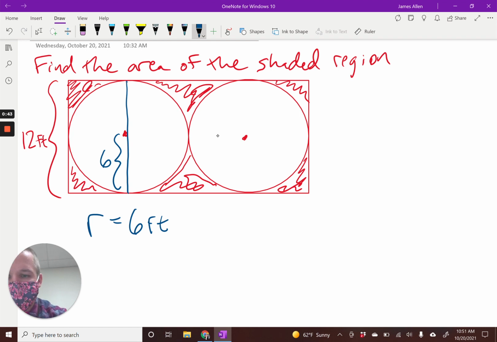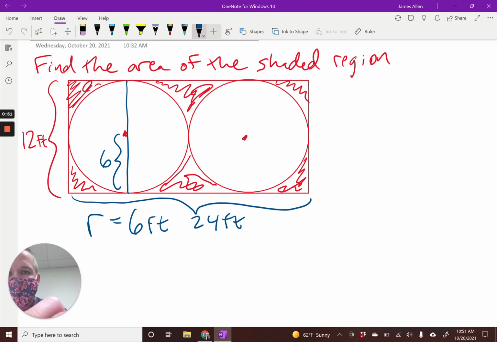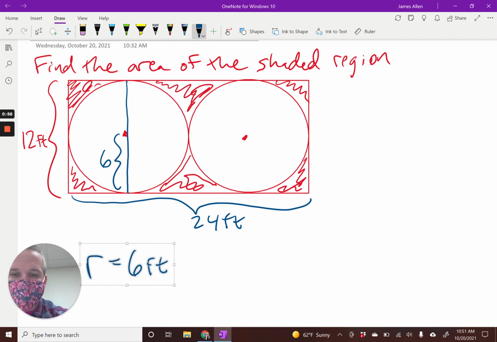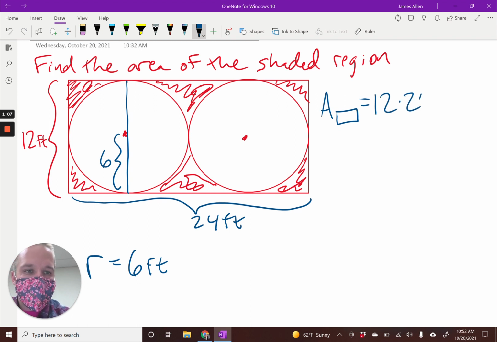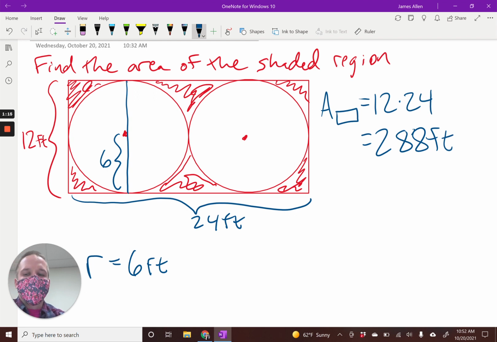Now, this dimension of said rectangle, well, there's two circles, so there's two diameters to get across. That makes that 24 feet. Those numbers are a little close together, so I'm going to move this down here. So I've got a radius for my circles and the other dimension for the rectangle. The area of a rectangle is equal to base times height, or height times base. It really doesn't matter the order because it's multiplication. 12 times 24 is 288. I just double checked it. It is 288. Mental math for the win.